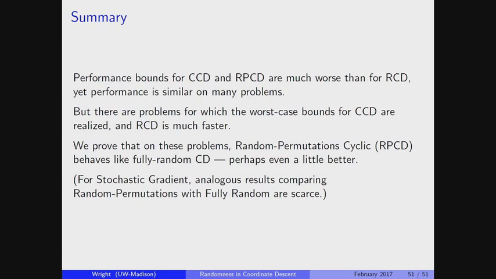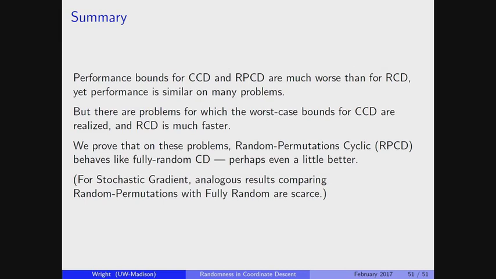So what have we done? We've talked about different versions of coordinate descent applied mostly to convex quadratics. We've really drilled down on the issue of how to analyze the fact that the random permutations variant looks a lot like the fully random variant, and we proved that that's true on certain special matrices.